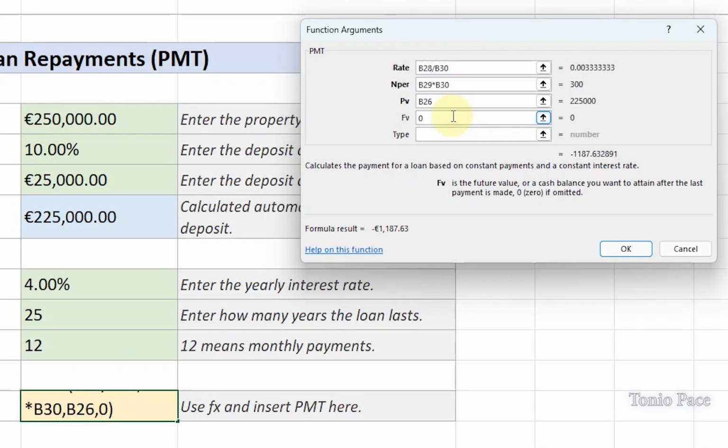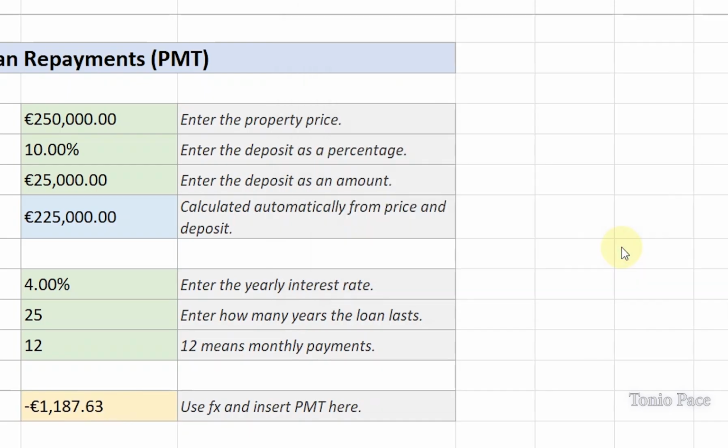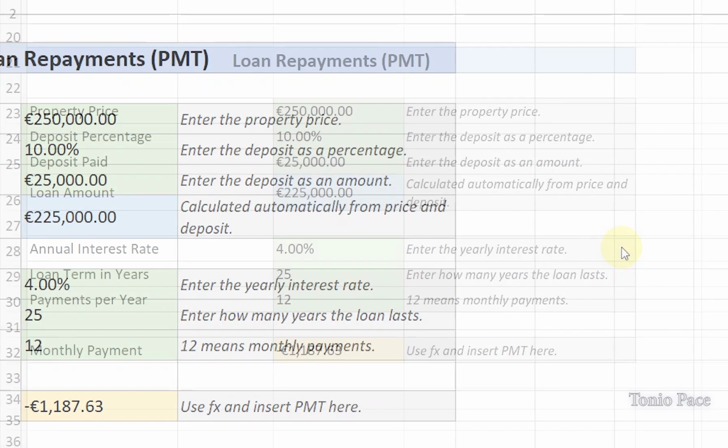Leave FV as 0, because at the end of the loan the balance should be fully repaid. There should be nothing remaining. Leave type as 0, which means payments are made at the end of each period. This is the most common scenario for loans. Now click OK. Excel calculates the monthly repayment amount.